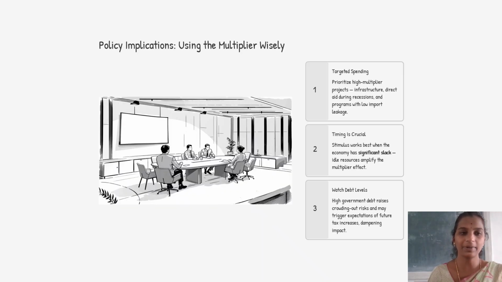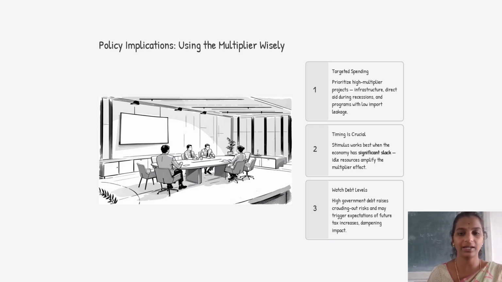Now the policy implications. There are three implications. The first is targeted spending, prioritizing high-multiplier projects such as infrastructure, direct aid during recessions, and programs with low import leakage. The next is timing, which is crucial. Stimulus works best when the economy has significant slack, since idle resources amplify the multiplier effect.